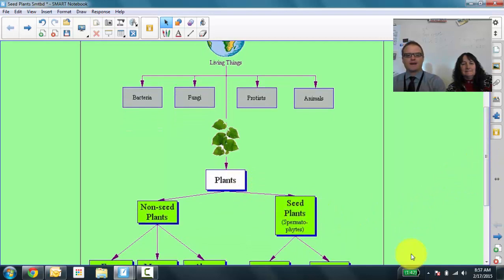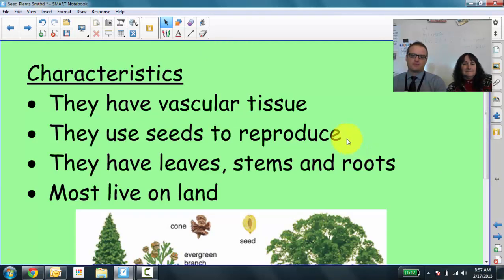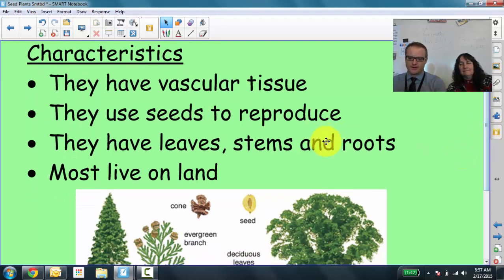They have vascular tissue. Think about your own veins. They're tubes that carry nutrients up and down. Then they use seeds to reproduce. They have those specialized structures: leaves, stems, and roots. And most live on land. There are a few aquatic ones, but most of them live on land.